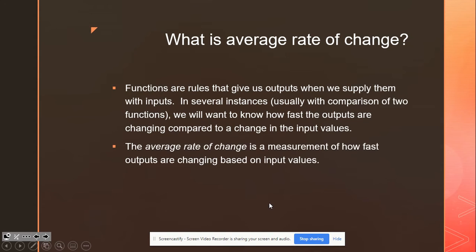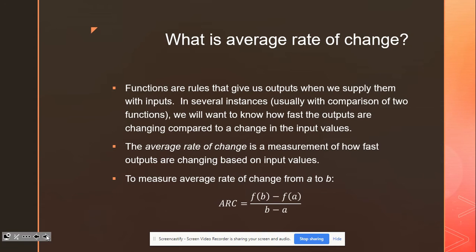The average rate of change is the measurement of how fast any outputs are changing based on input values. To measure the average rate of change from point A to point B, we simply plug it into this formula where f of b minus f of a on top of a fraction, and then b minus a on the bottom. If this at all looks familiar, it's the same exact formula for measuring the slope of a linear function.